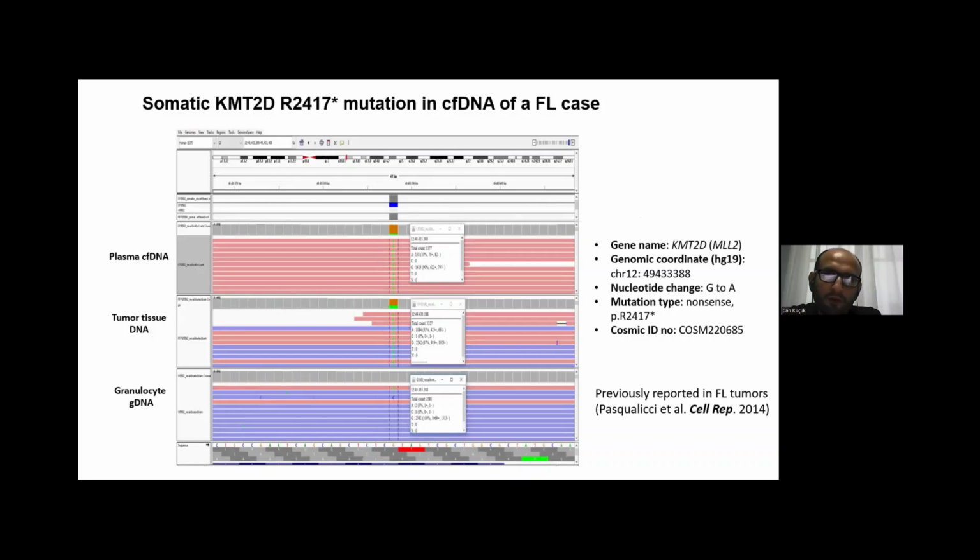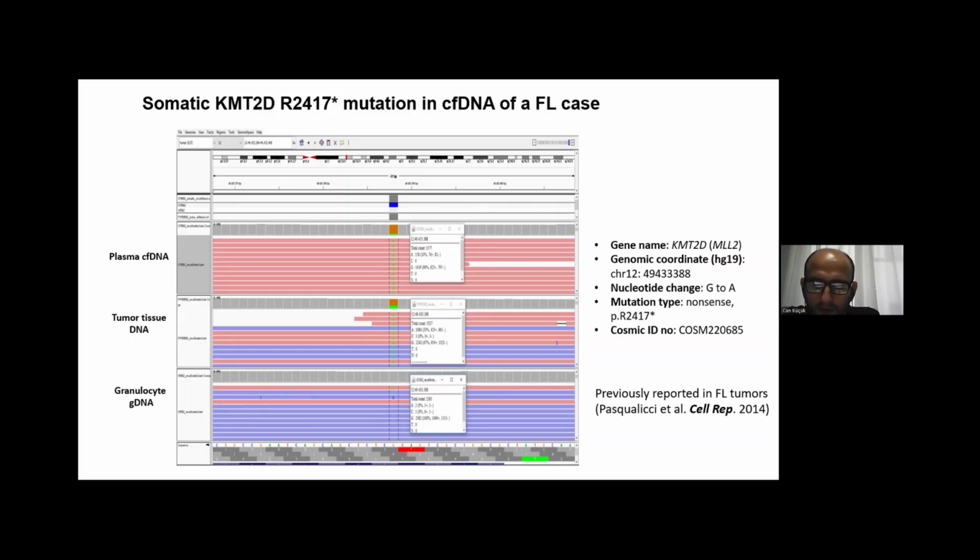Now, it's already known what kind of somatic alterations are present in follicular lymphoma tumors. So our aim was to show whether we can identify these as circulating tumor DNA or not. This is an integrative genomic view, a screen view of one of the patients and one of the variants that we identified. It is lysine methyltransferase 2D, another name is MLL2. This is a nonsense mutation.